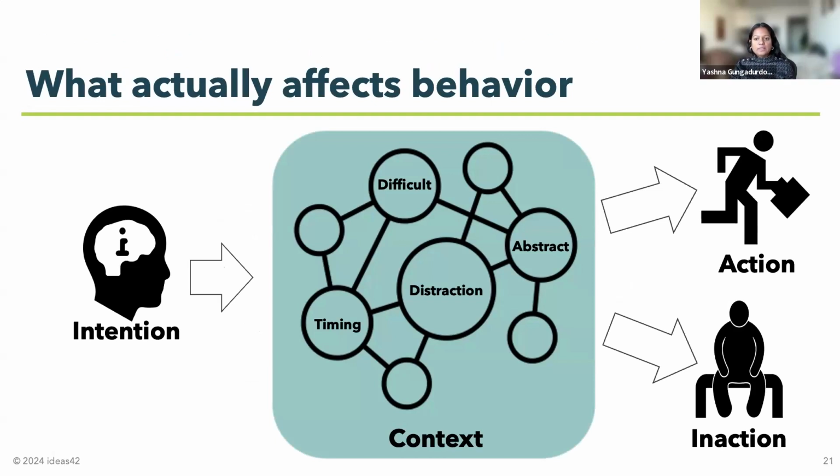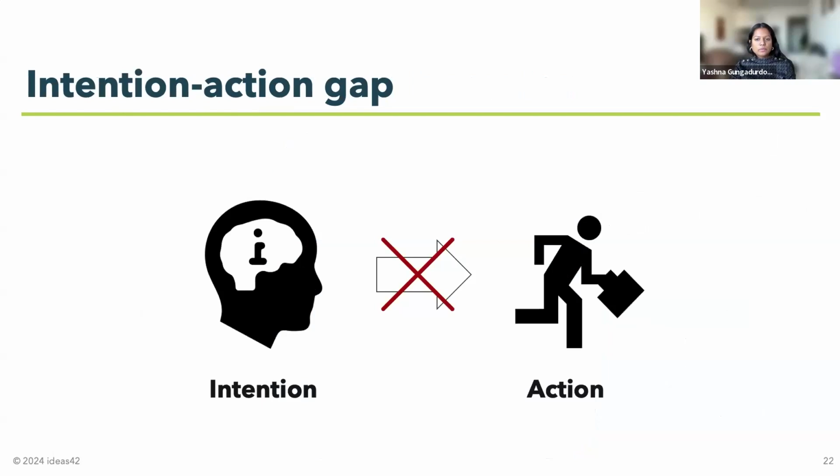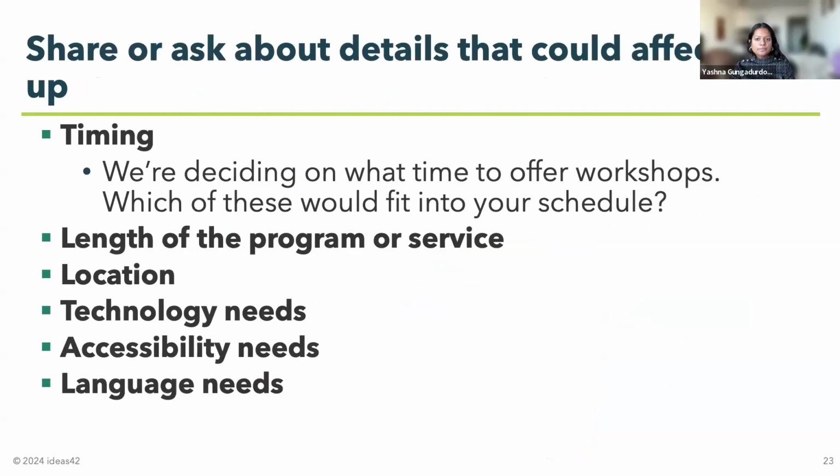For instance, there could be difficulty or distraction involved, the timing might not be right, or it might just not be clear how the action can be completed, and all of these can lead to inaction. And that ends up creating what we call in behavioral science an intention-action gap. Coming back to our survey question, if you just ask people whether they're interested in a topic or service, you might get a lot of people saying yes, but that doesn't mean that they will actually engage with it or use it once you roll it out.